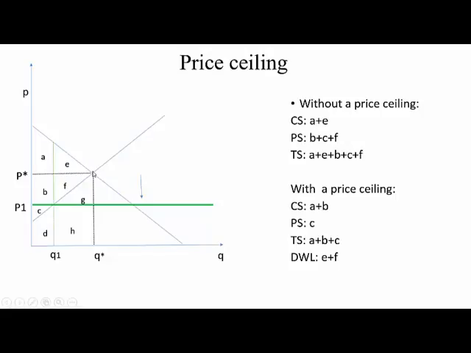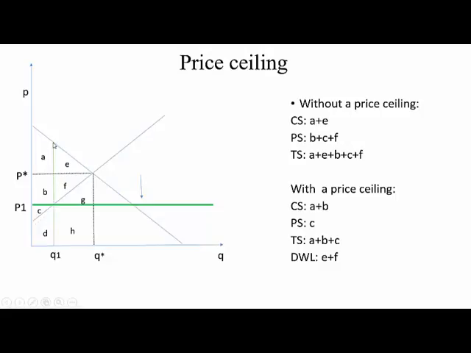By summing up the consumer surplus and producer surplus, we can get the total surplus, that is the big triangle A plus E plus B plus C plus F. When the price ceiling is set, like the green line in the graph, the new price is P1 and the new quantity is Q1. Now, what a consumer has to pay, or the total revenue that a producer receives, is indicated by the rectangle C plus D. The maximum willingness to pay of a consumer is the area A plus B plus C plus D. Subtracting these two areas, we can get the consumer surplus, that is A plus B.